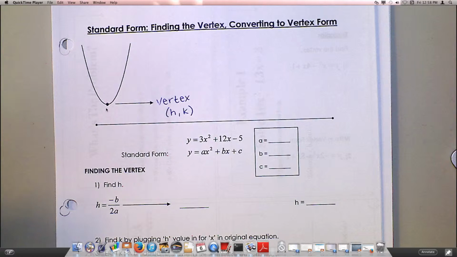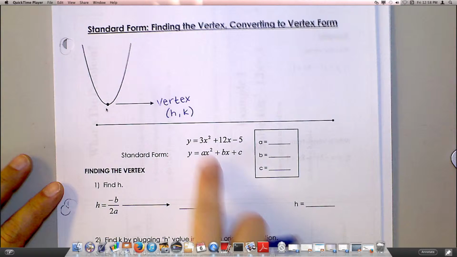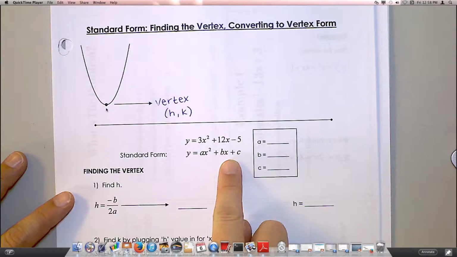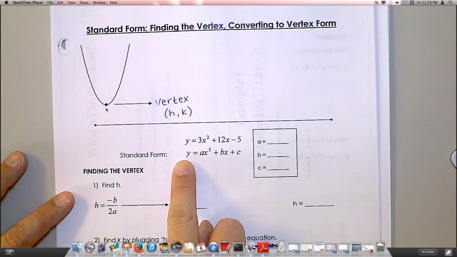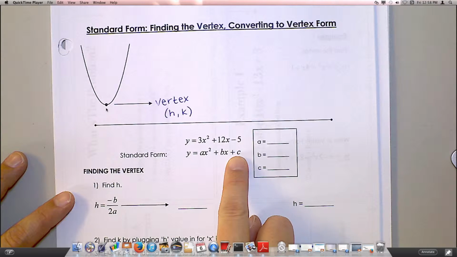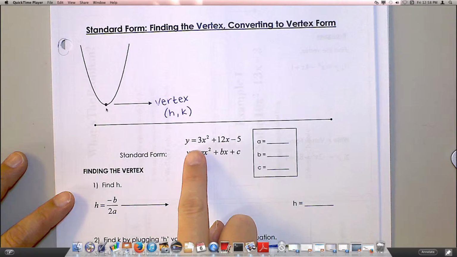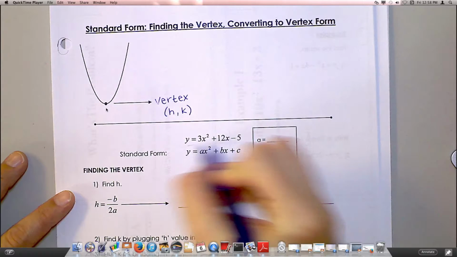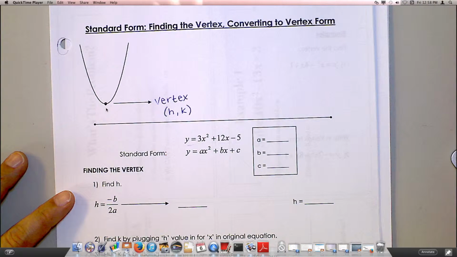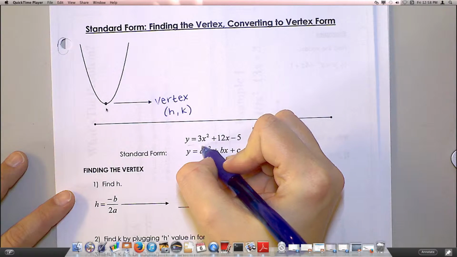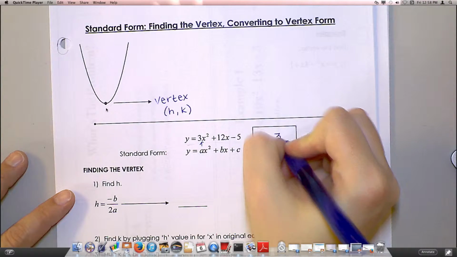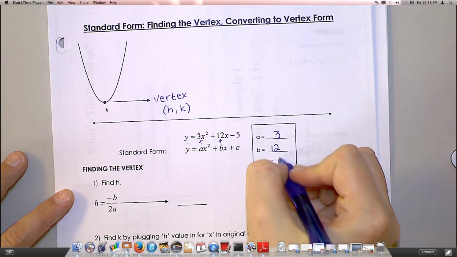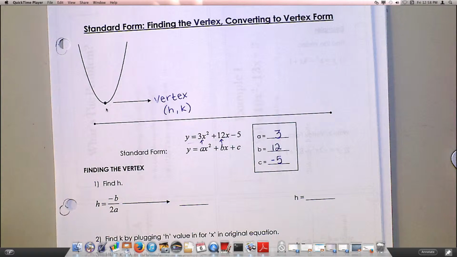This right here is an equation that's in standard form. So this is in that simplified form. Remember that goes along with this? Each letter, A, B, and C, is a number. So what is A in this example? Which number is A in this equation? 3. Which number is B? 12. Which number is C? -5. Okay, so we have A, B, and C.